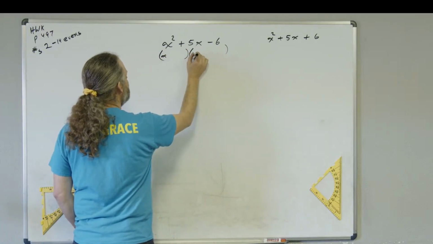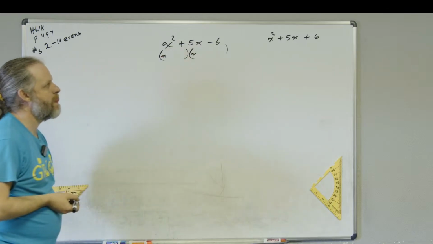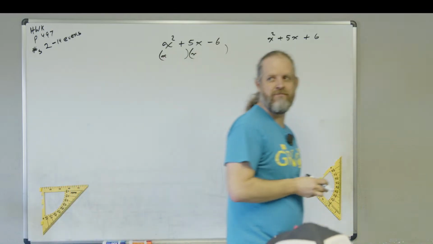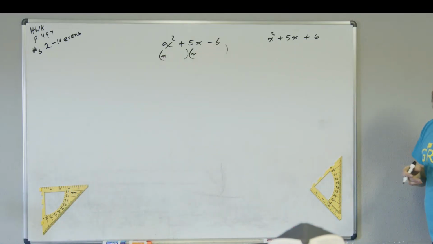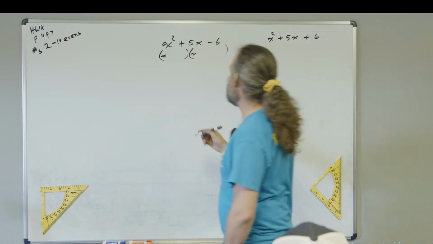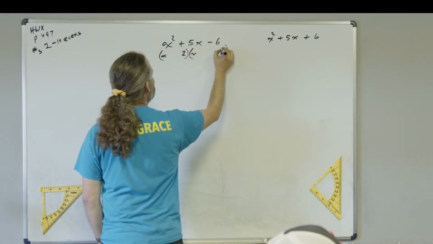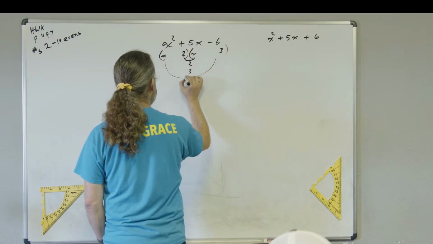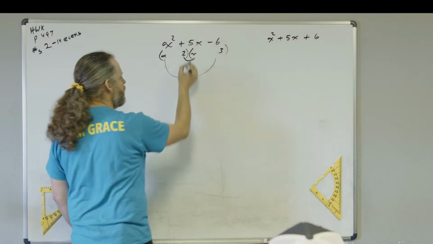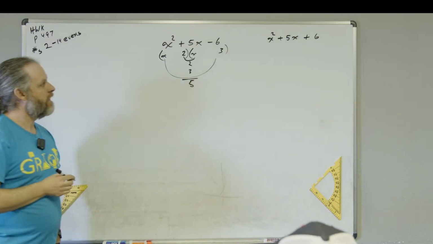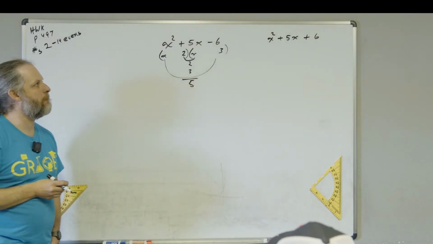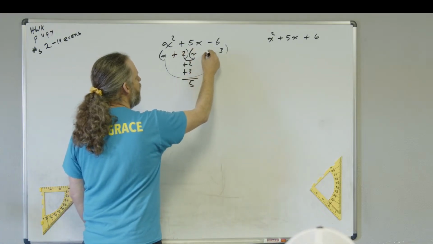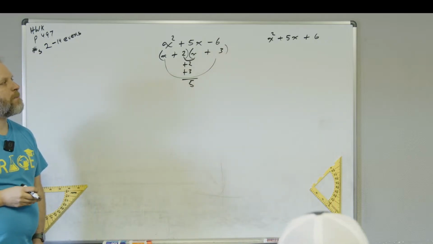X times x is x squared. Now, watch this. What are the factors of 6? 2 and 3, 6 and 1. What do you want to try? Let's do 2 and 3. 2 times 1 is 2. 1 times 3 is 3. Can we add or subtract those to get the middle one? Yes, we can. What do the signs need to be? Plus and plus. It can work both ways.